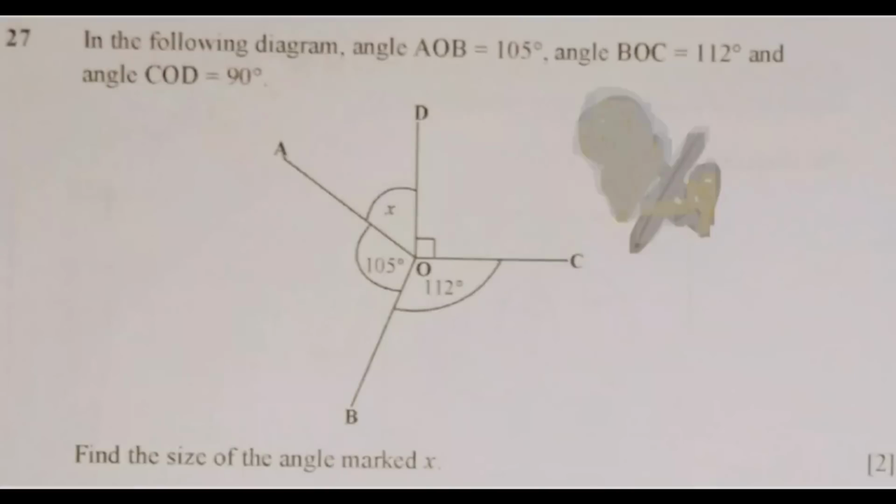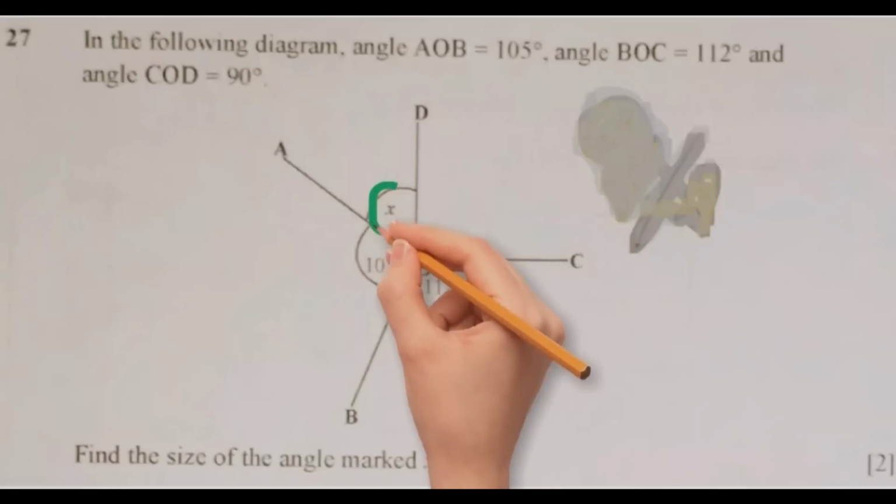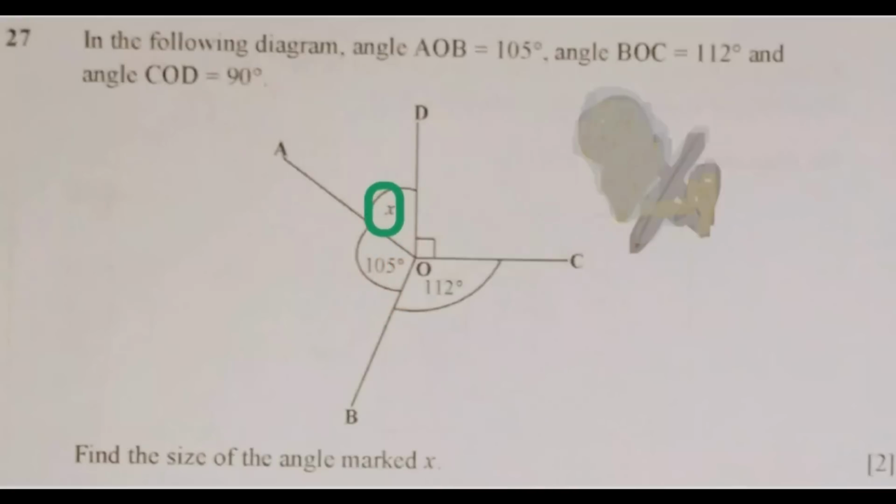Question 27 was as follows. In the following diagram, angle AOB is equal to 105 degrees, angle BOC is equal to 112 degrees, and angle COD is equal to 90 degrees. Then the actual question is to find the size of the angle marked X. X is the angle I've circled there. So what is the value of that angle?